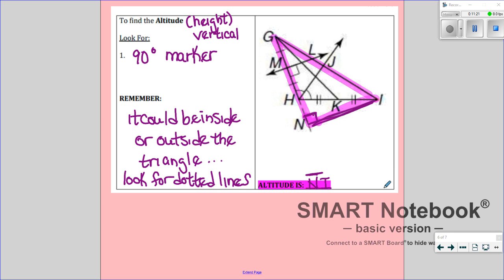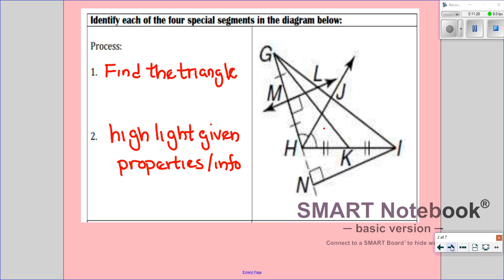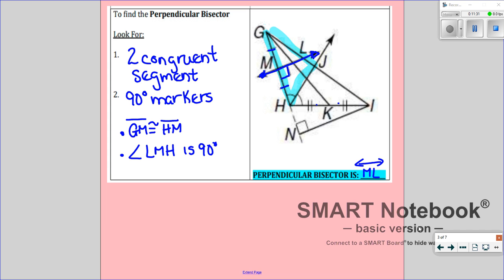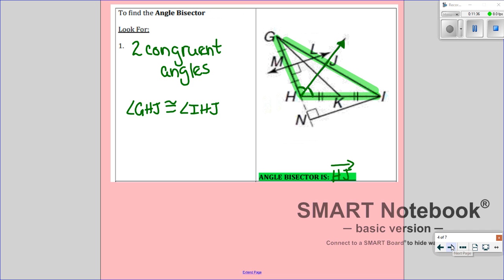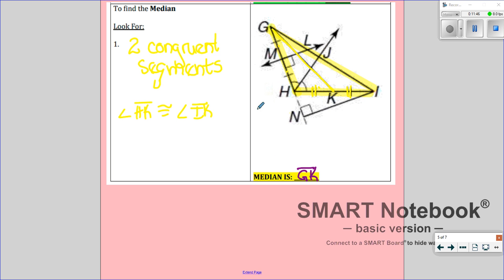Alright, so we deciphered this triangle. We found the perpendicular bisector, so I'm just going to go back. We found the perpendicular bisector because there's two congruent segments that were created and a 90-degree marker. And then we found the angle bisector. It cuts an angle in half, two congruent angles, and we found it. And the median creates two congruent segments. It starts at the vertex of a triangle and goes to the opposite side, where it hits the midpoint of that segment.